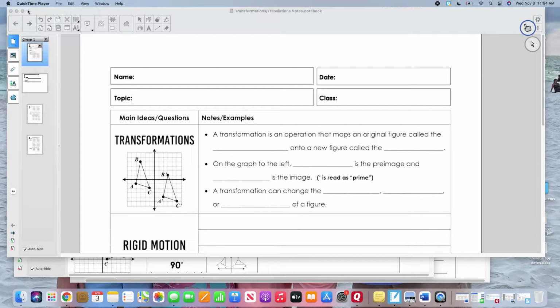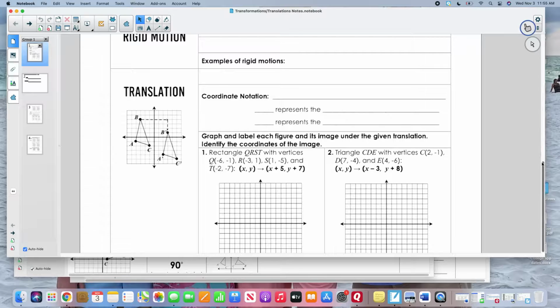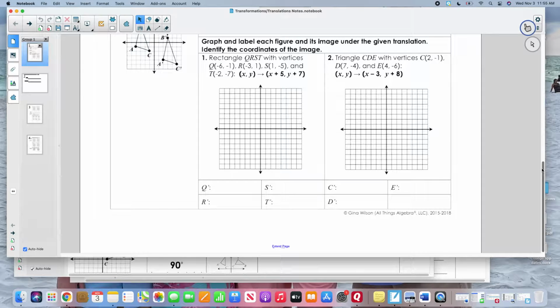All right. So let's talk for just a minute about translations. There are two ways that we can translate. It will either be in coordinate notation that's going to look like this: x plus something, y plus something, and you're going to do whatever the rule says. So if it says x minus 5, then that means you're going to subtract 5 from the x. If it says y plus 2, that means you're going to add 2 to the y's.